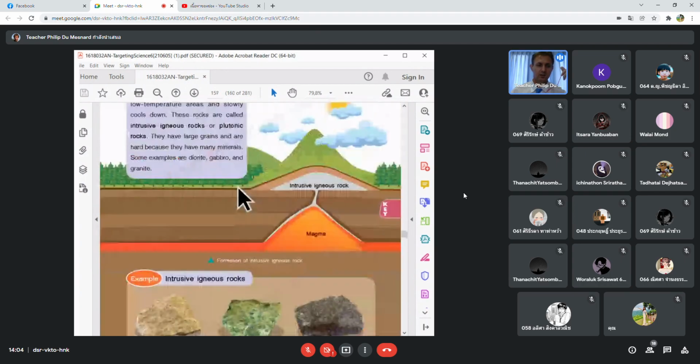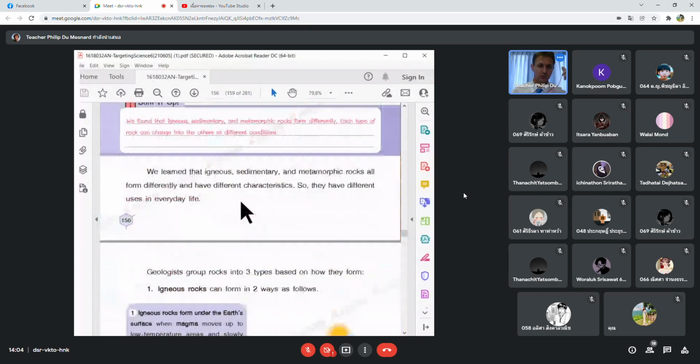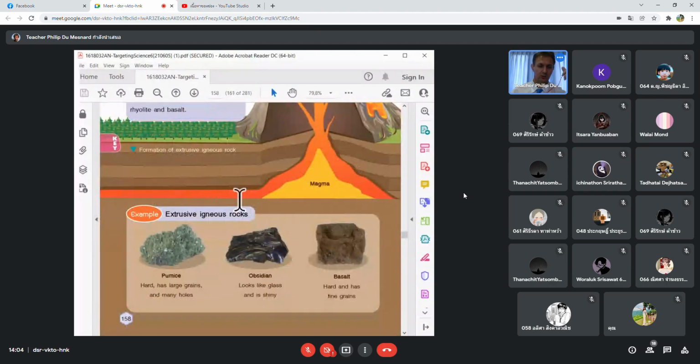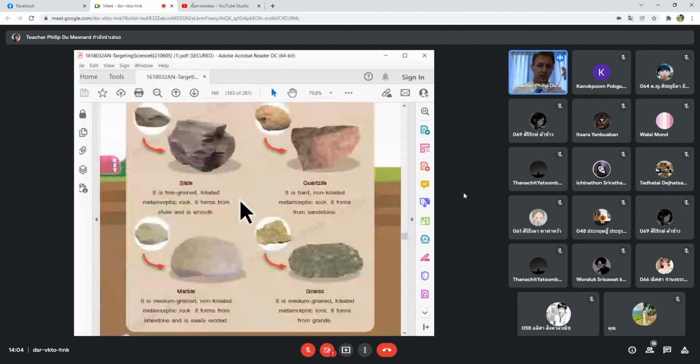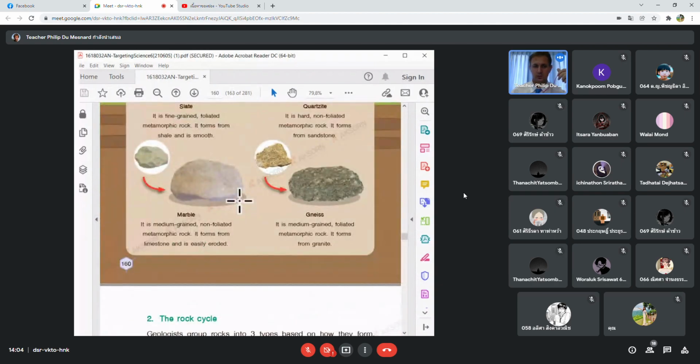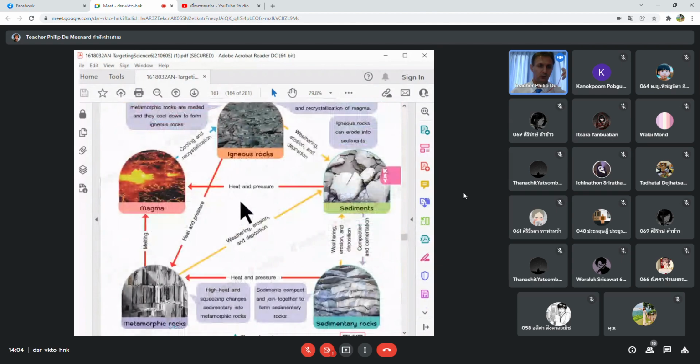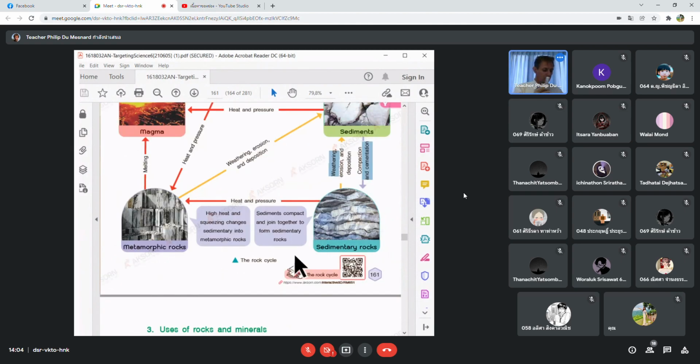Okay, so class, all of these pages are important. So page 156, 157, 158, 159, and 160, they are all important. Okay, then the rock cycle, you only have to look at sedimentary rocks. So this is page 161. For 161, just look at sedimentary rocks. You don't have to worry about the other rocks, only sedimentary.